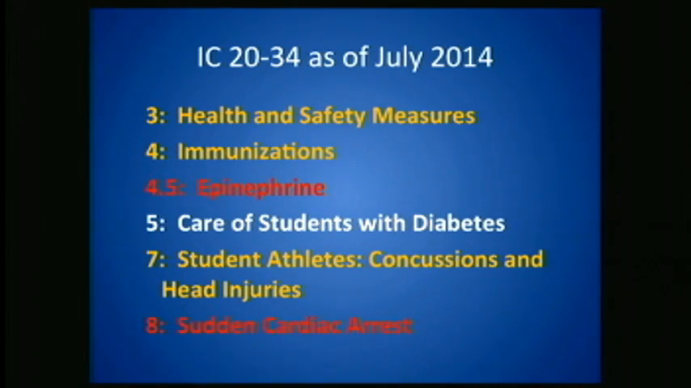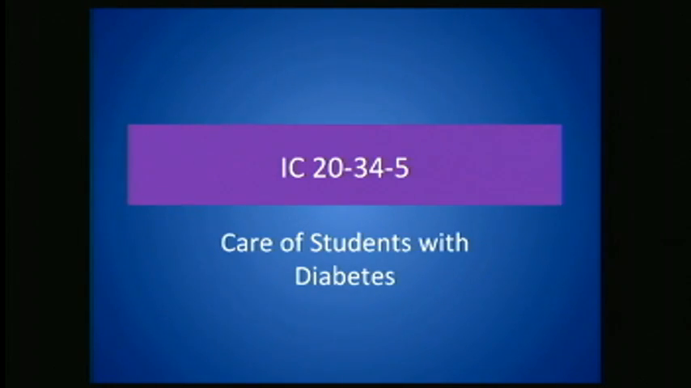So we've looked at Chapter 3, which was the health and safety measures, and it had quite a few different things in there, such as vision and hearing, medication, ill students, the religious and medical exemptions. They're all found under the health and safety measures. Then we looked at immunizations and a few of the requirements of that. And then we looked at 4.5, which is epinephrine. Now we're going to look at Chapter 5, which is the care of students with diabetes. This chapter has not been changed, and so we'll review it fairly quickly.